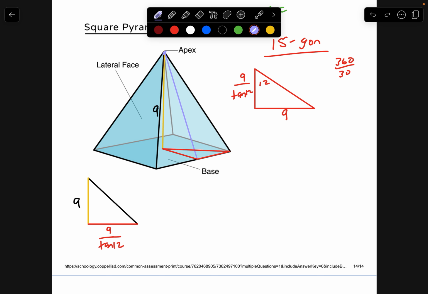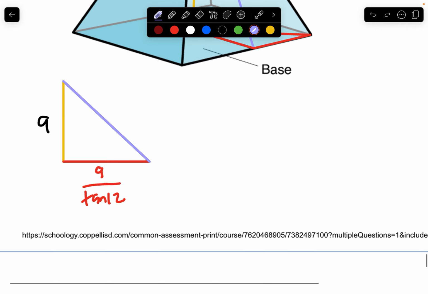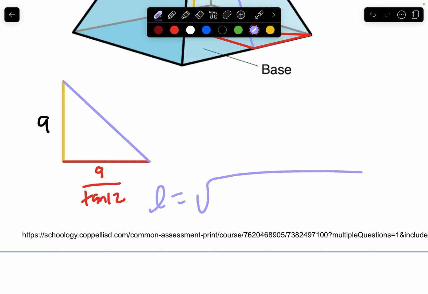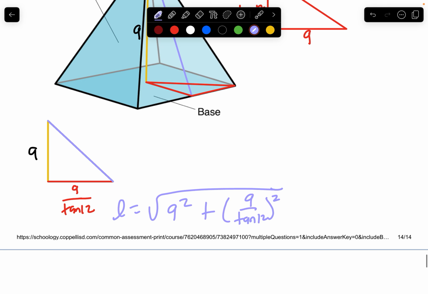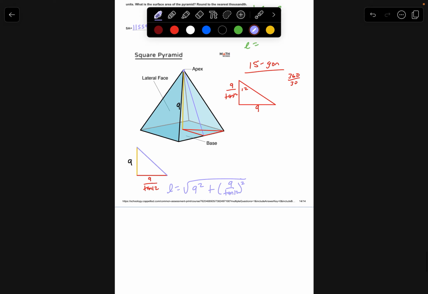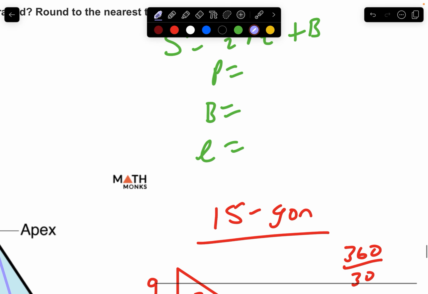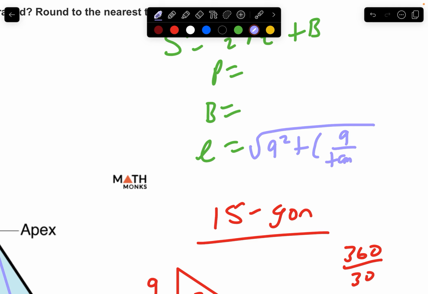So now can we get the slant height? So the slant height would be this number, right? That's the hypotenuse. So the slant height equals the square root of 9 squared plus, use parentheses correctly, 9 over tangent 12 squared. So that's the slant height, and we're just going to leave that alone. I'm not even going to type that in. Just going to leave it like that. All right. So that's going to be the square root of 9 squared plus 9 over tan 12 squared.